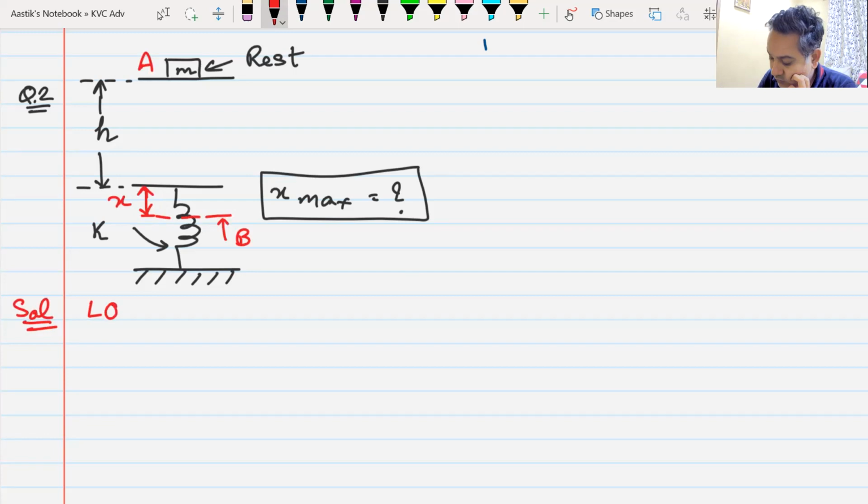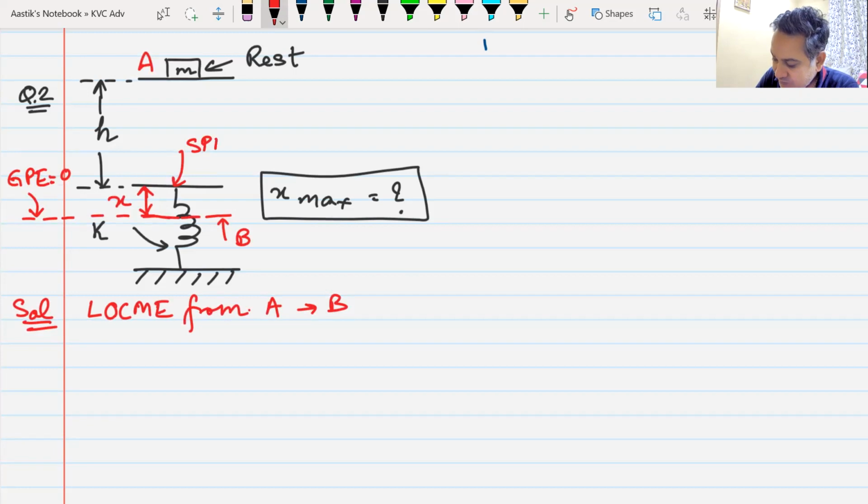So I can apply energy conservation from A to B. This is the lowest point, I can take gravitational potential energy as 0 here. This is the point where I take spring potential energy as 0. I hope everyone understands this.